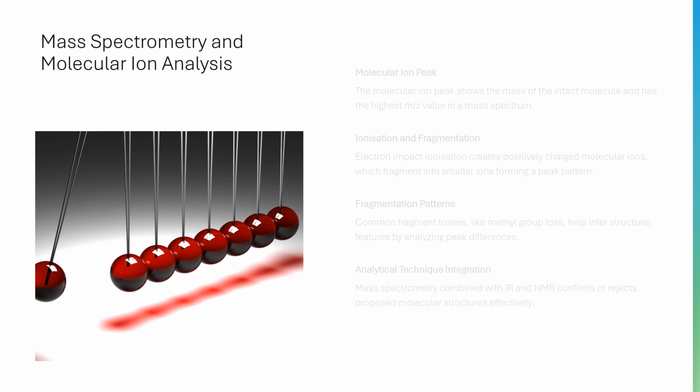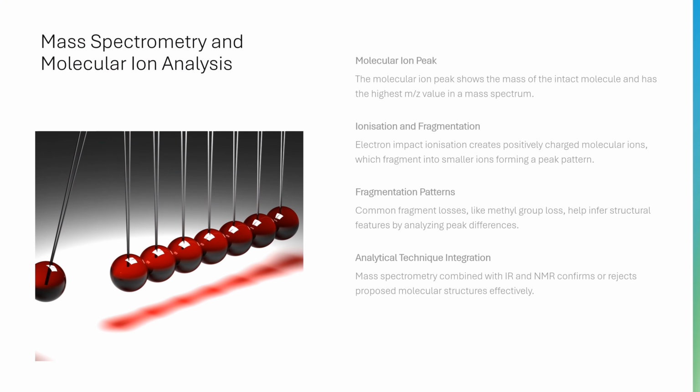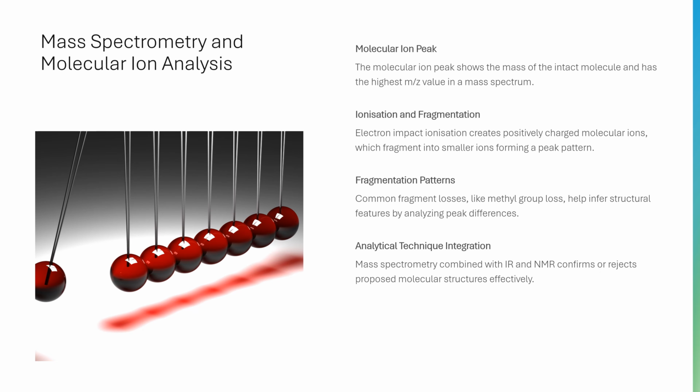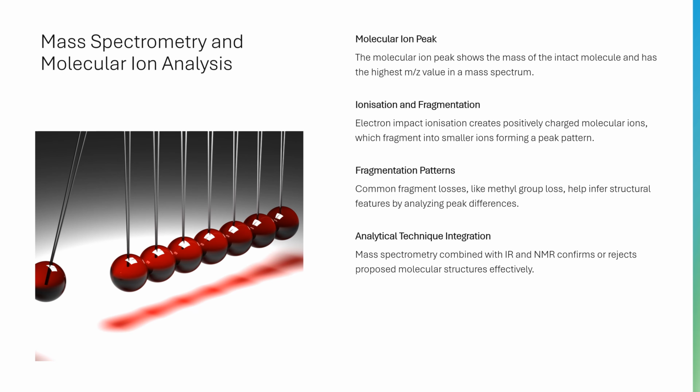Mass spectrometry is a vital technique in organic analysis, providing information about the relative molecular mass and structure of organic compounds. When a compound is ionized, usually by electron impact, it forms a positively charged molecular ion. This ion may then fragment into smaller ions, producing a pattern of peaks. The molecular ion peak has the highest m/z value and allows students to determine the relative molecular mass of the compound.